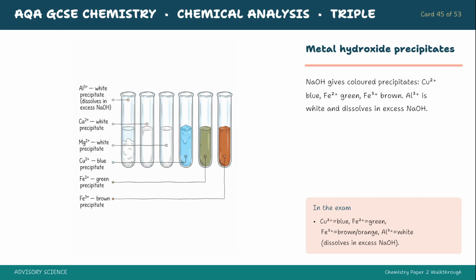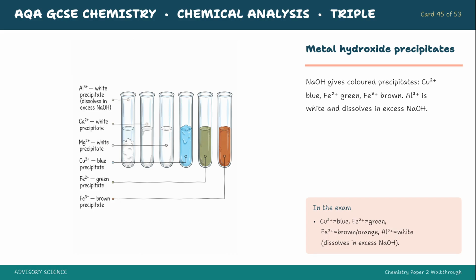Metal hydroxide tests. A second way to identify metal ions is to add sodium hydroxide solution and look for a coloured precipitate. That's an insoluble solid. Aluminium, calcium, and magnesium ions all give a white precipitate, but you can tell aluminium apart because its precipitate dissolves again in sodium hydroxide, while calcium's and magnesium's do not.